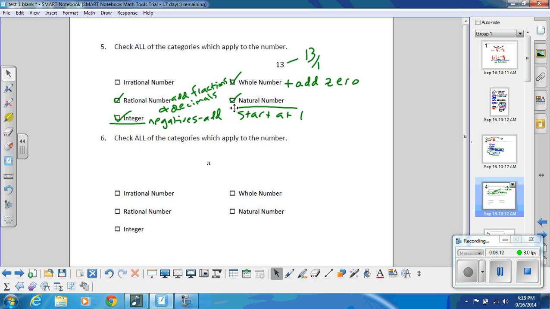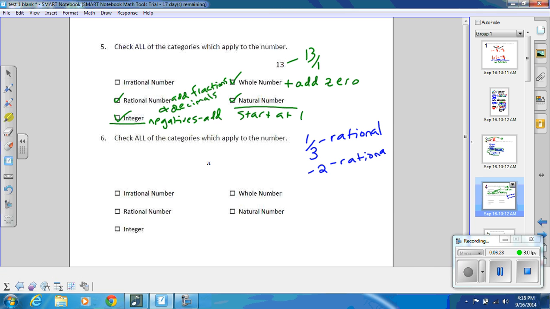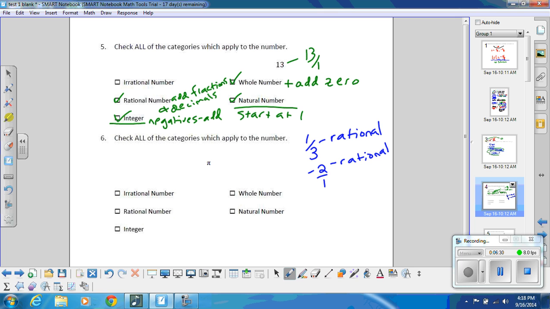Before I talk about that, there are some numbers that, if I gave you the number 1/3, that is just rational. It's not anything else, okay? And if I gave you -2, that is a rational number because I can write it as -2 over 1 if I want, okay? But it is also an integer. But it's not a natural number, it's not a whole number. So sometimes they fit one, sometimes they fit 4 of them. How nice. Just depends on the number, okay?